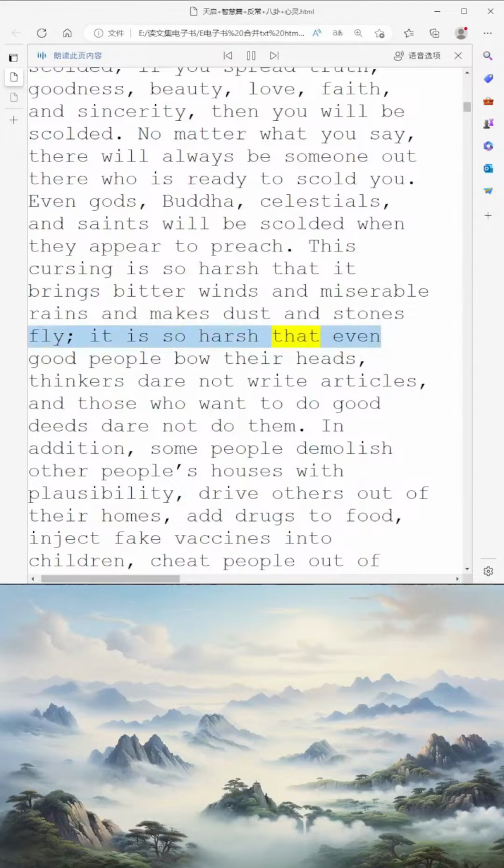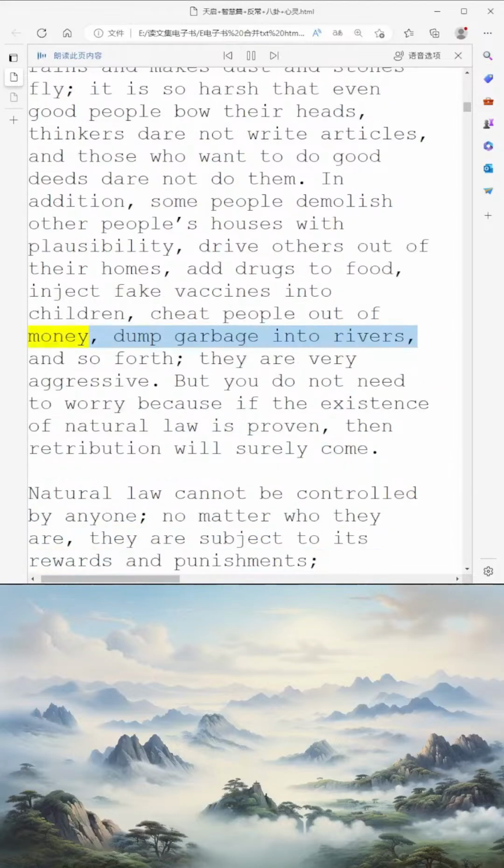It is so harsh that even good people bow their heads, thinkers dare not write articles, and those who want to do good deeds dare not do them. In addition, some people demolish other people's houses with plausibility, drive others out of their homes, add drugs to food, inject fake vaccines into children, cheat people out of money, dump garbage into rivers, and so forth. They are very aggressive. But you do not need to worry, because if the existence of natural law is proven, then retribution will surely come.